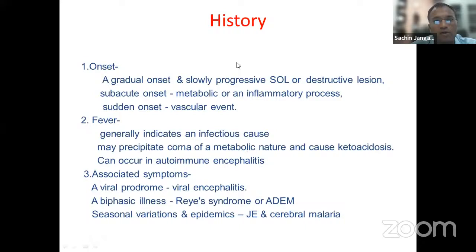So history: if there is a history of gradual onset, slowly progressive, it may be SOL. If there is a subacute history, it may be a metabolic or inflammatory cause. If there is sudden onset, it may be a vascular event or it may be poisoning. If the child has a history of fever, it generally indicates an infectious cause, and we have to treat as per acute encephalitis syndrome or meningitis.